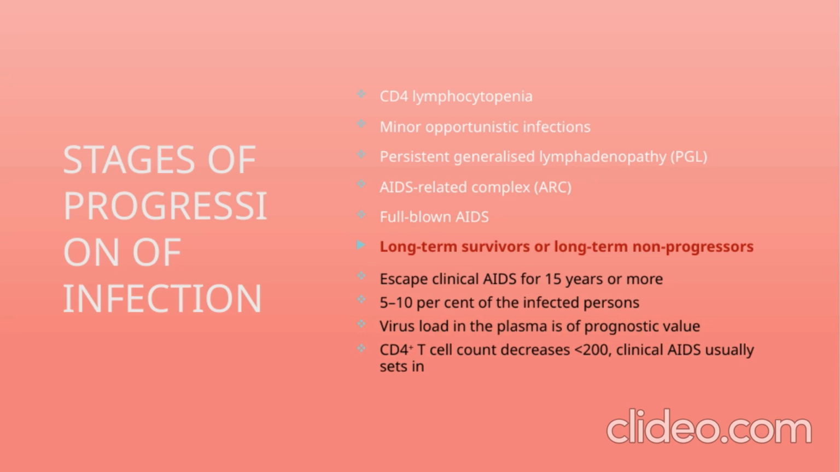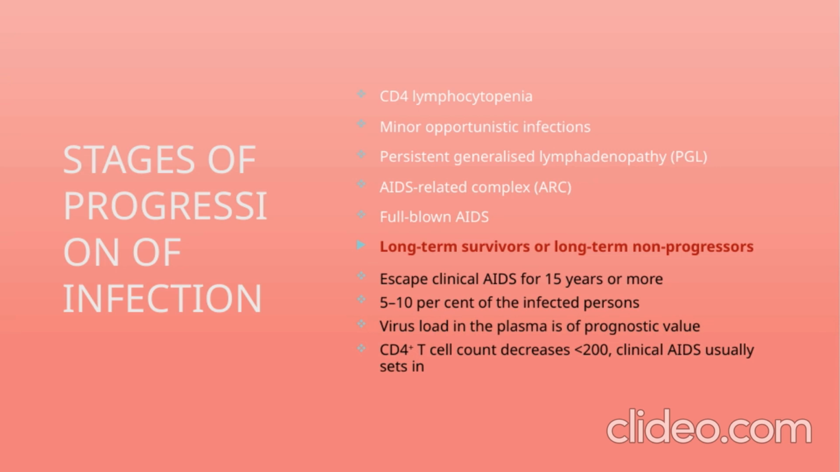As the disease advances, full-blown AIDS develops, characterized by severe immune deficiency. Interestingly, some people, about 5 to 10% of those infected, are long-term survivors or long-term non-progressors. These individuals manage to escape clinical AIDS for 15 years or more, thanks to various factors, including differences in immune response or viral load. Speaking of viral load, it's a key prognostic indicator. The amount of virus in the plasma helps us predict disease progression.